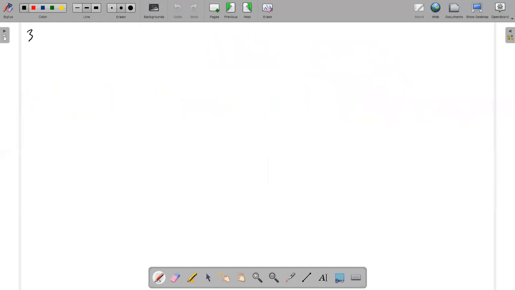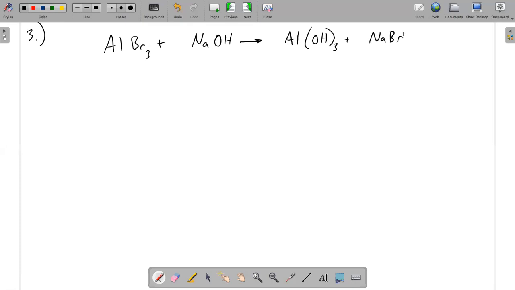All right, number 3. So there's a description. Aluminum bromide and sodium hydroxide react to form aluminum hydroxide and sodium bromide. And the chemical formulas are already written, but you can write the equation and then we have to balance it. So you got aluminum bromide and sodium hydroxide react to form aluminum hydroxide, Al(OH)3, that's the solid, and sodium bromide, NaBr.